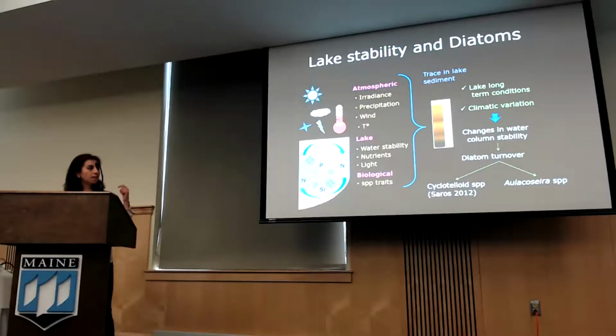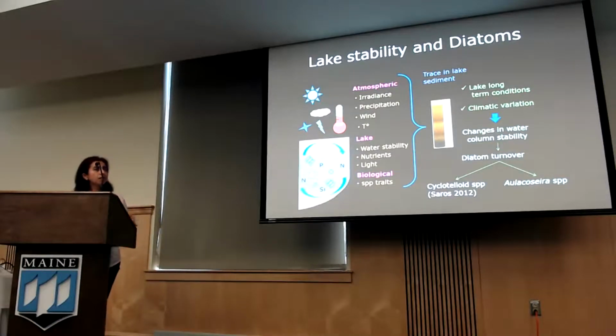So basically, the species present in those lakes depend on the functional traits that they have and the capacity to withstand the changes in the water column stability or to take advantage of the stratification or the mixing in the lakes.